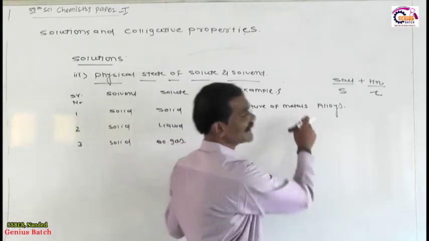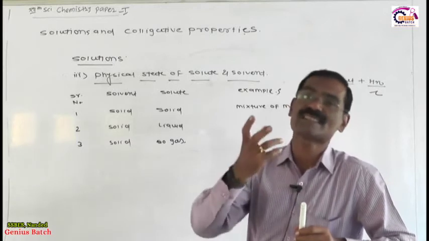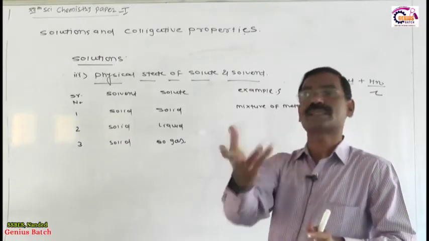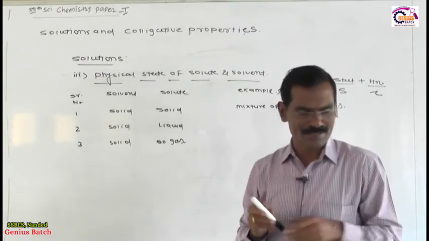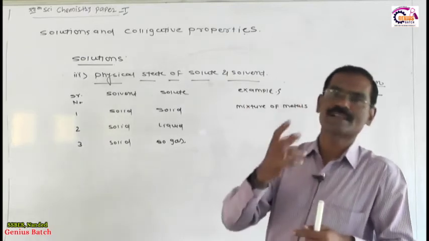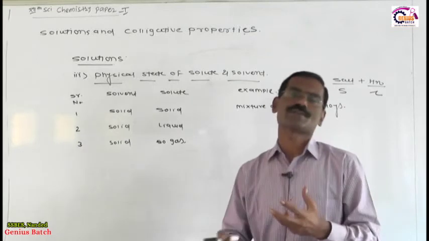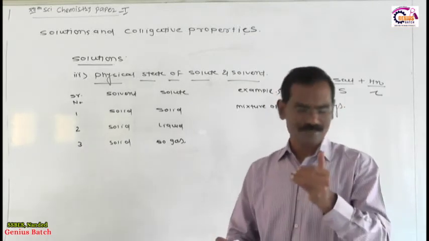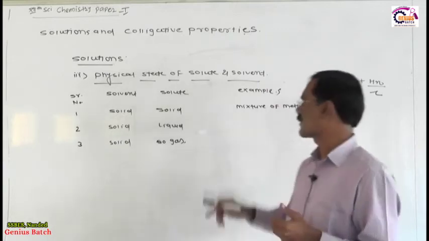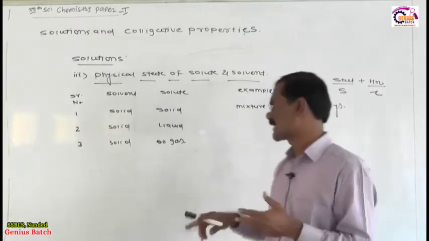So which one is an example of solid in solid? A mixture of metals, that is alloys, for example brass, for example steel. Brass and steel are not pure metals, they are mixtures of metals, and that is called alloys. Whenever we say mixture of metals, that is called alloys. So alloys are nothing but a mixture of solid in solid. So this is the very systematic way in which we consider the solution phenomenon: the solvent is solid, the solute is solid, the example is a mixture of metals, called alloys.